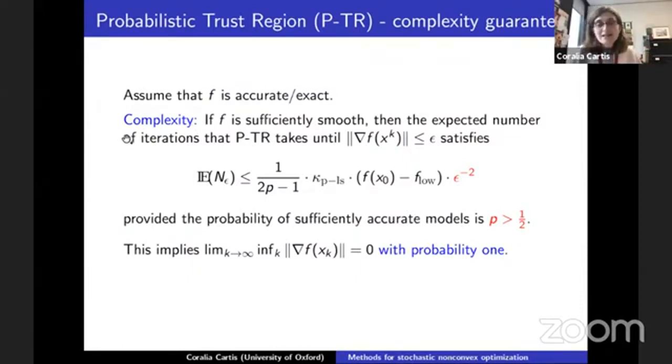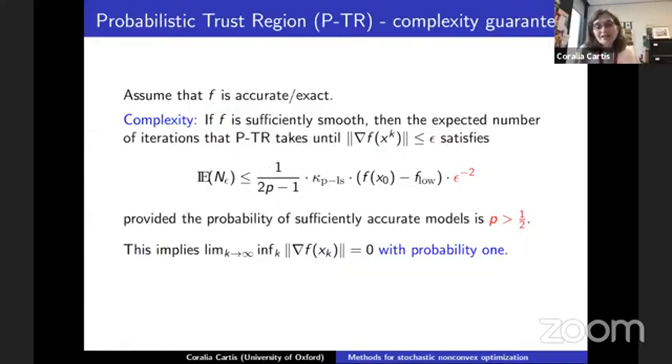What we can guarantee is that I can recover this complexity. F has just a Lipschitz gradient. This probabilistic trust region can be guaranteed to drive the true gradient below epsilon in at most an expected number of steps of order epsilon to the minus 2, times the distance to the solution, as is common, times some constants that depend on the Lipschitz constant of the gradients and some algorithm parameters, times a constant factor that depends on the probability of the model being good. The only condition on this factor is, obviously, that p is strictly greater than a half.